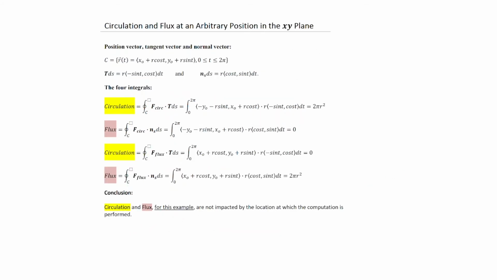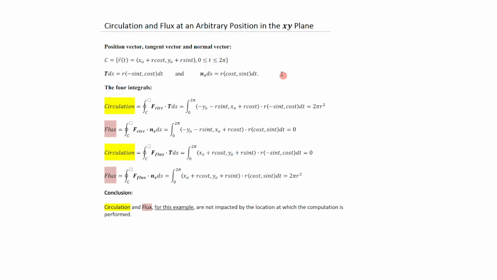All right, so now, instead of choosing a contour that's centered on the origin, let's put it at some arbitrary position and repeat this calculation one more time. In this case, the position vector is a circle centered on x0 and y0. Again, we're going around the circle, so nothing has changed. It's just moving this circle to different locations on the xy plane. If I now compute the tangent vector and the normal vector, this constant term disappears. So the tangent and normal vectors are still the same, irrespective of where the center of the contour is.